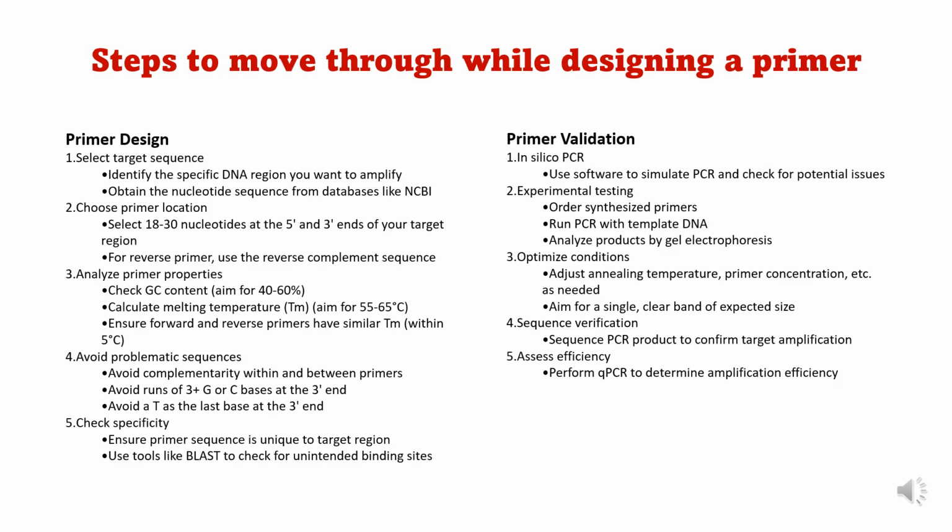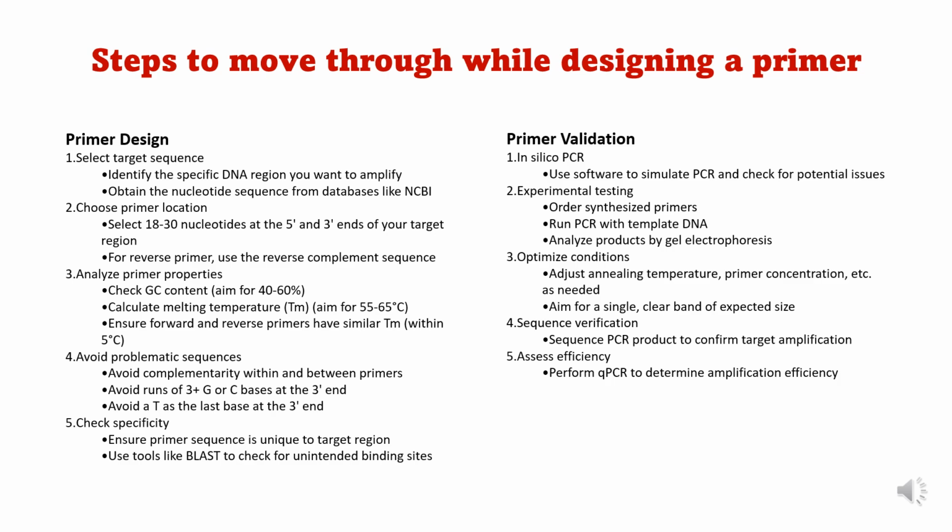First, we will select our target sequence. We'll identify the DNA region which we want to amplify. We will obtain its nucleotide sequence from a database like NCBI. We'll choose the primer location. We'll select 18 to 30 nucleotides at the 5' to 3' ends of our target region. And for the reverse primer, we use the reverse complementary sequence.